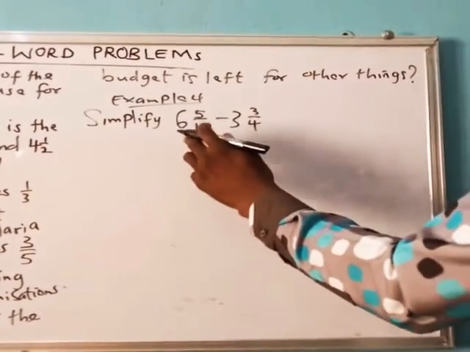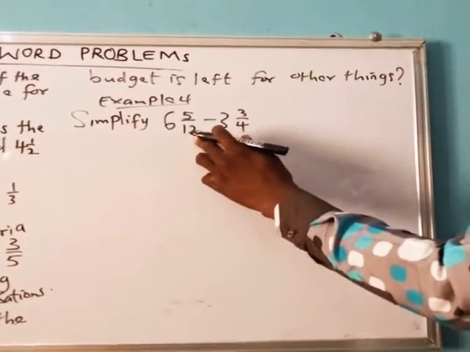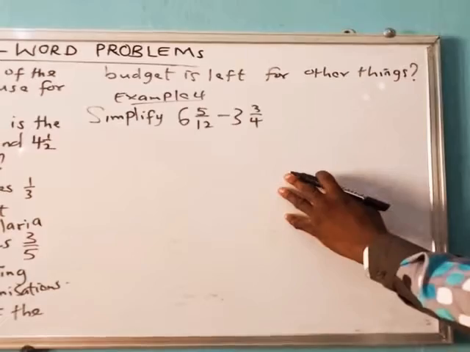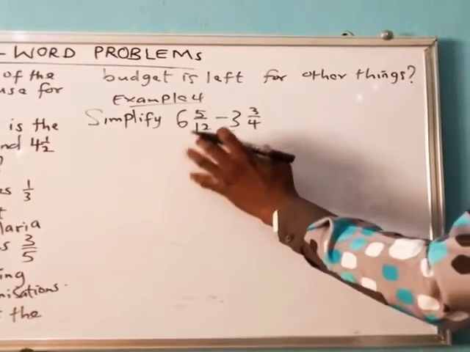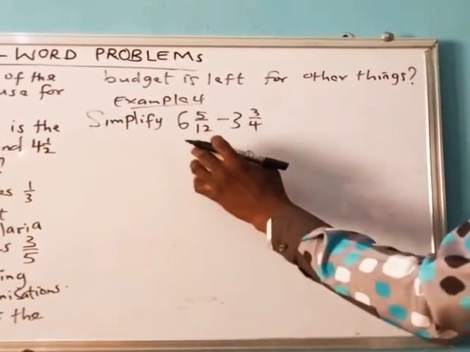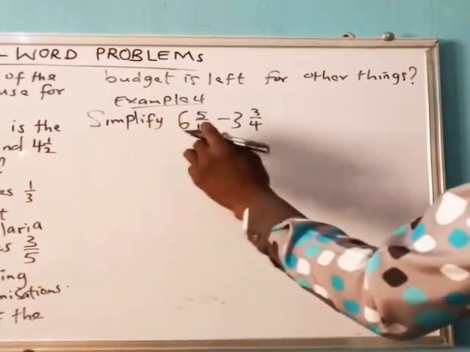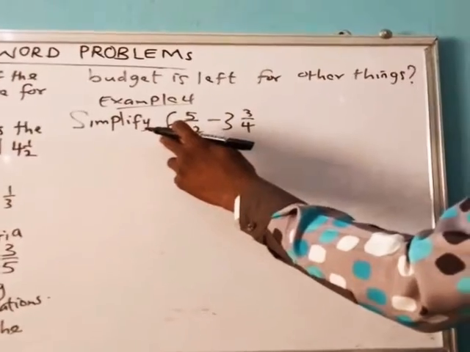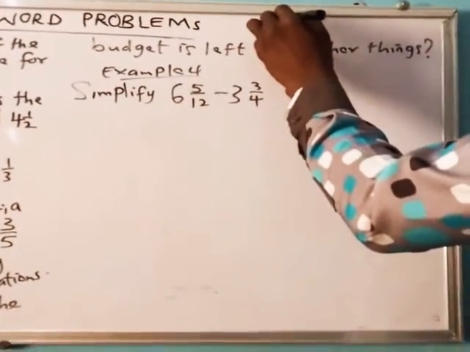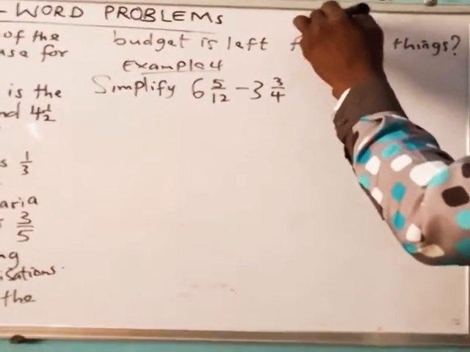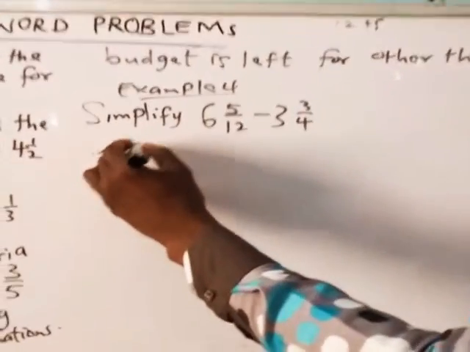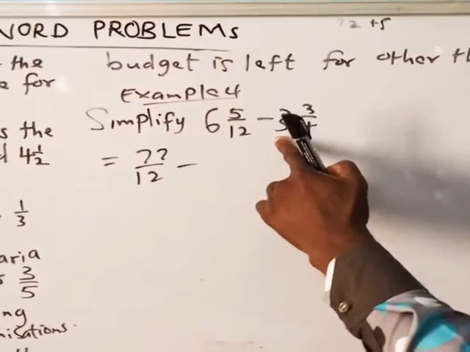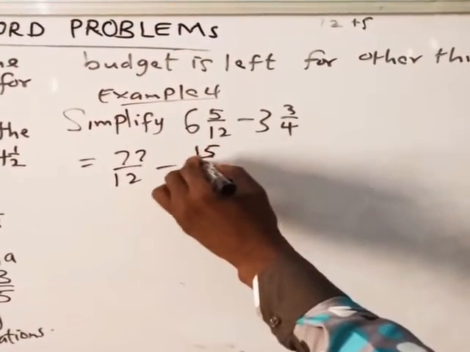Example 4. Simplify 6 whole number 5 over 12 minus 3 whole number 3 over 4. There are two ways you can do this. You can solve it this way, or you change to improper fractions. Let's do the two methods. Method 1: 12 times 6 is 72. So 72 plus 5 is 77. This is 77 over 12. 4 times 3 is 12, 12 plus 3 is 15 over 4.